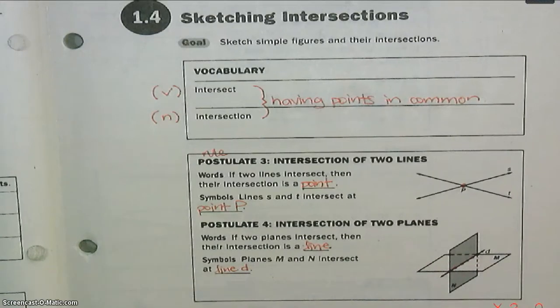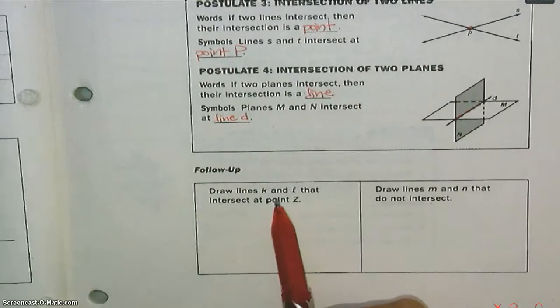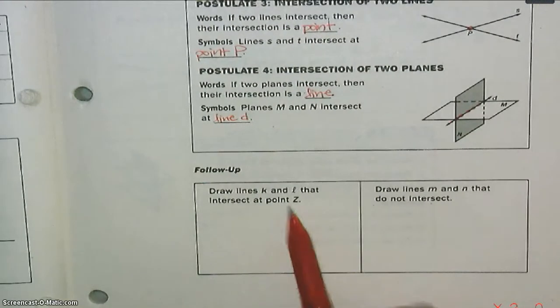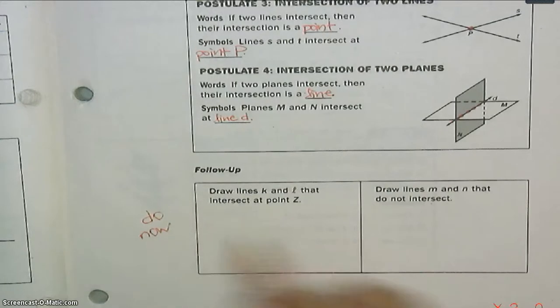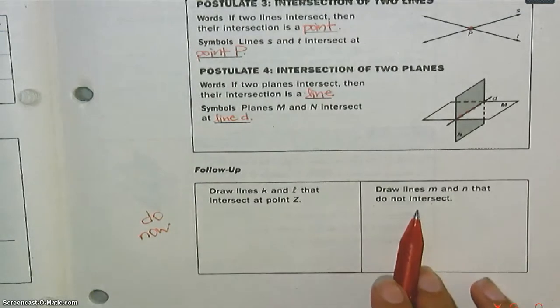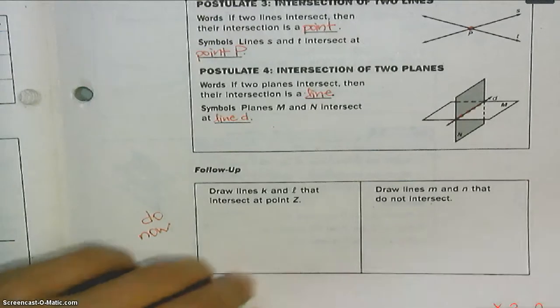So I want you to do this follow-up question. You're going to draw two lines and label them, and they intersect at point D. So do this now. And then you're going to draw two lines here that do not intersect. Do that now.